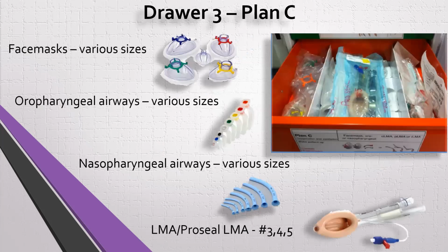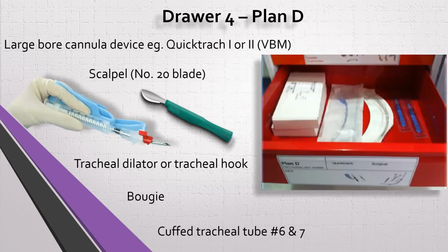Drawer 3, sorry, should have equipment for plan C, which is various size face masks, various size oropharyngeal airways and nasal airways, and laryngeal masks, a Proseal laryngeal mask with different sizes. Drawer 4 has equipment for plan D, which is can't intubate, can't ventilate. God save us from this scenario.